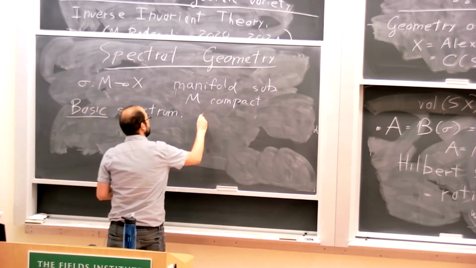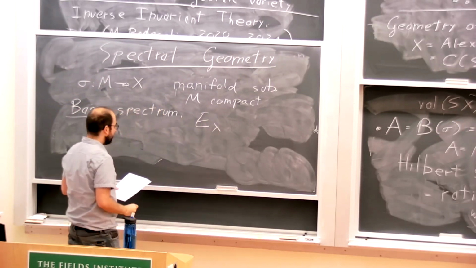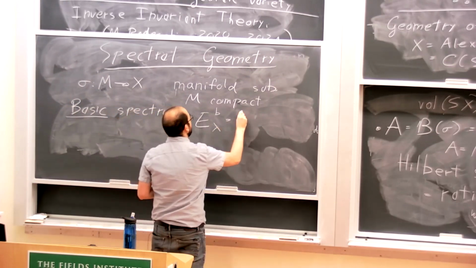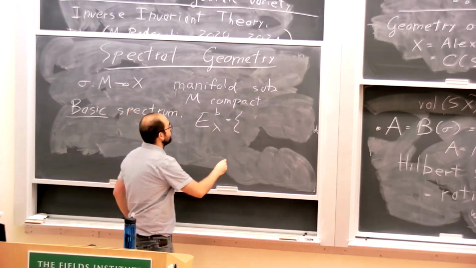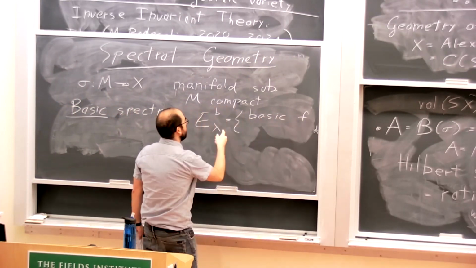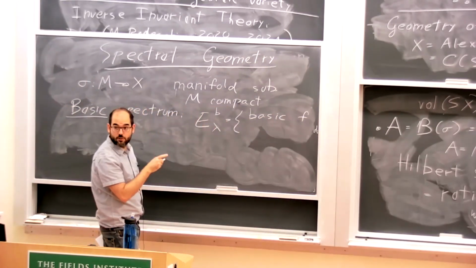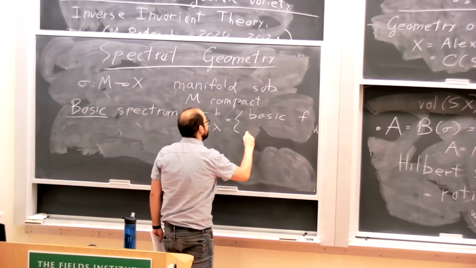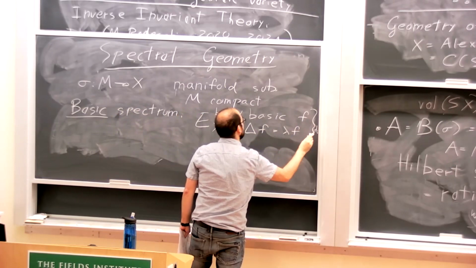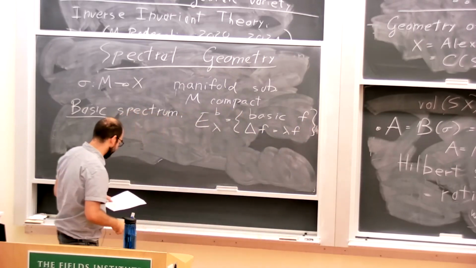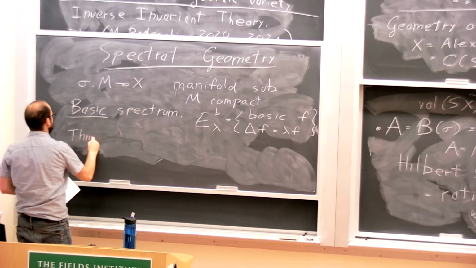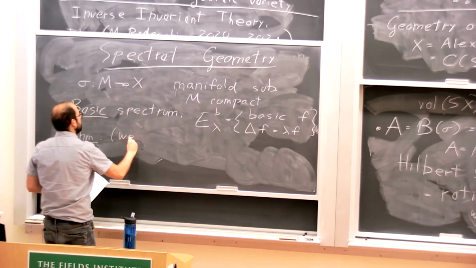Okay, so for each number lambda, look at the basic spectrum. You can look at all the eigenfunctions, the basic functions f which are eigenfunctions of the Laplace operator with eigenvalue lambda. So this will be the eigenspace, the basic eigenspace. And then the theorem that we have is a kind of Weyl law.